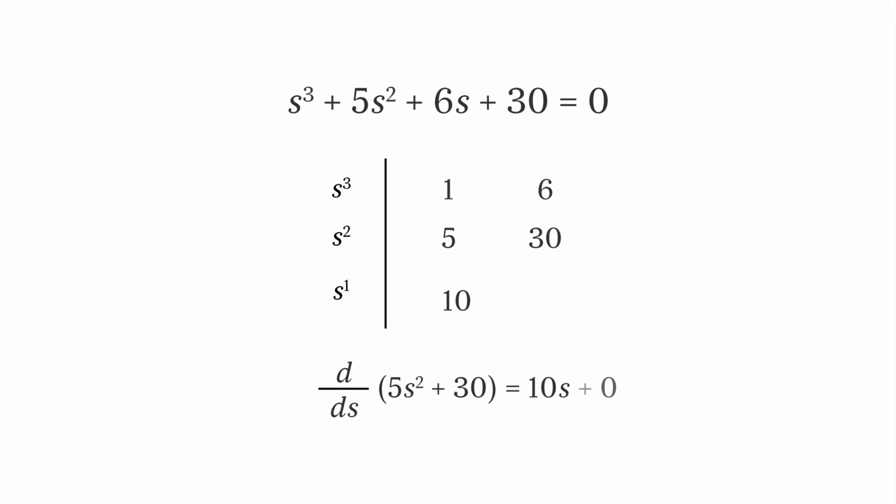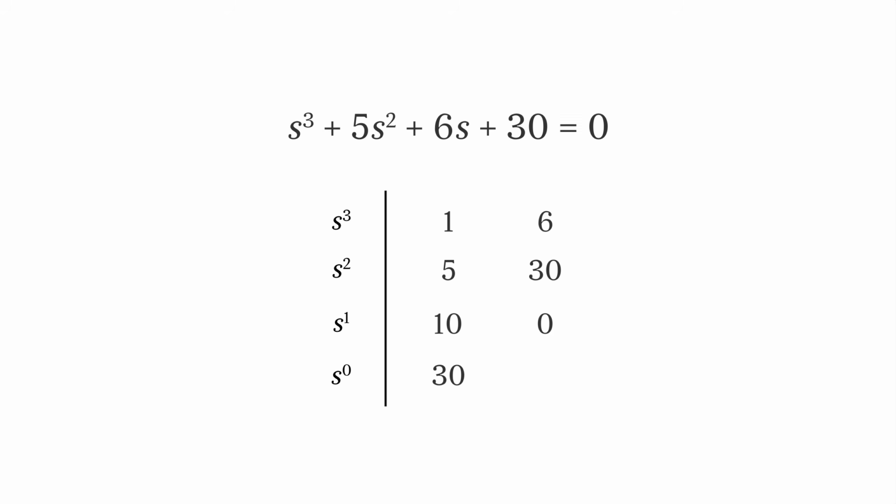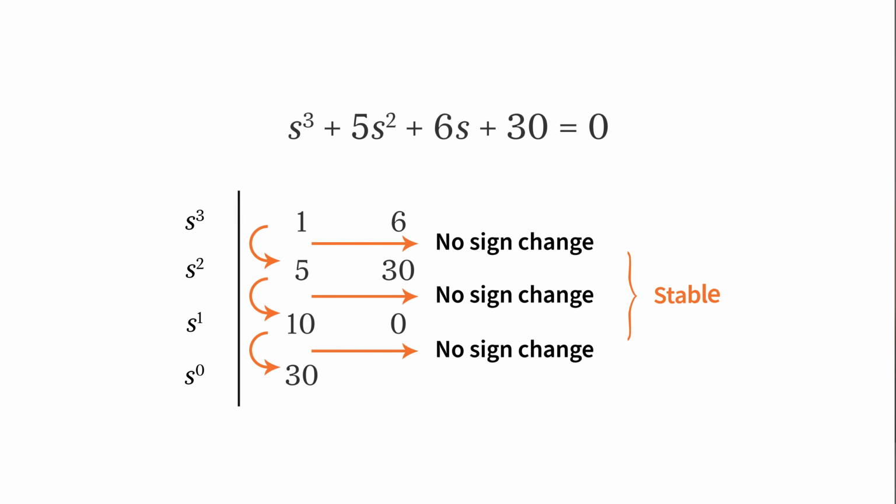We can now put that 10 and 0 back into that third row and continue down the line. We see that there are no sign changes, so this system is stable. But in reality, it's only marginally stable due to that row of zeros. I won't get into detail about why that is, but if you're interested, Kushal explains it in the written lesson. And now you know how to use the Routh-Hurwitz criterion even when things don't go the way you'd like.